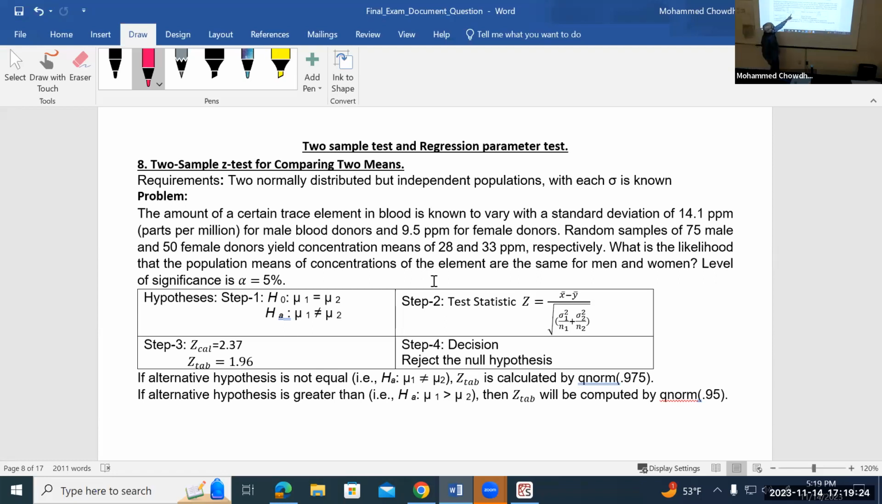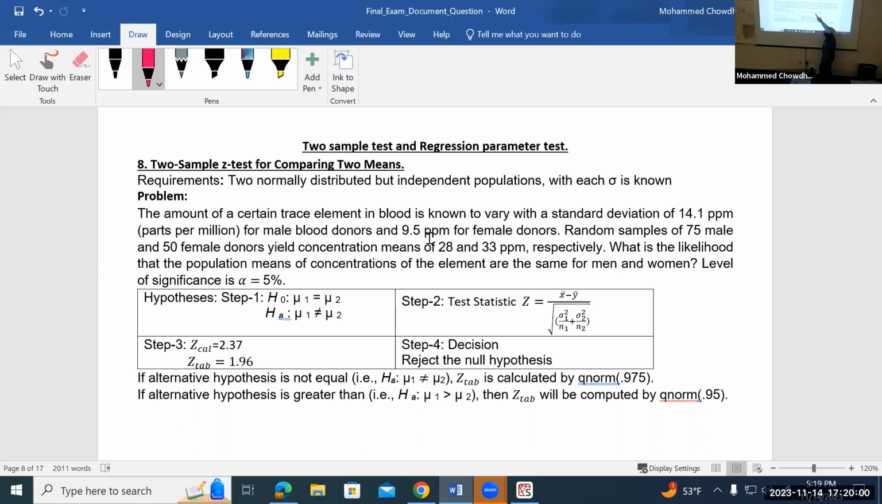For example, I put here not equal to, okay? Now, after putting these things, the test statistic value has been put there. Now take a look here. I plug in this x bar equal to 28, this y bar equal to 33.